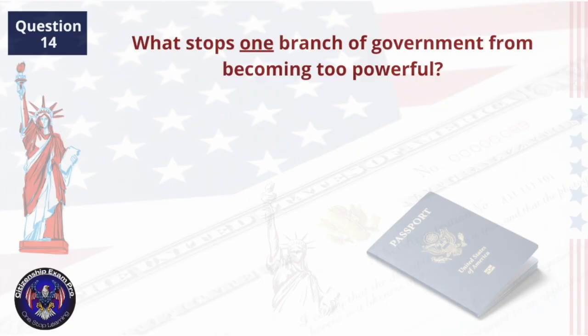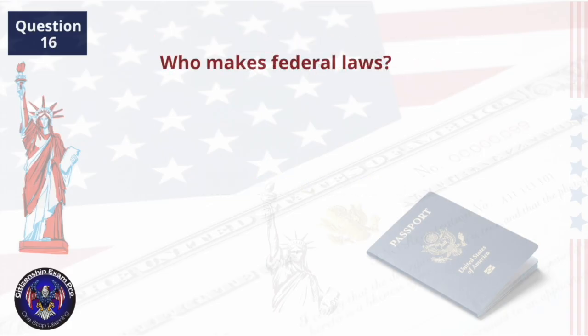What stops one branch of government from becoming too powerful? Checks and balances. Who makes federal laws? Congress.